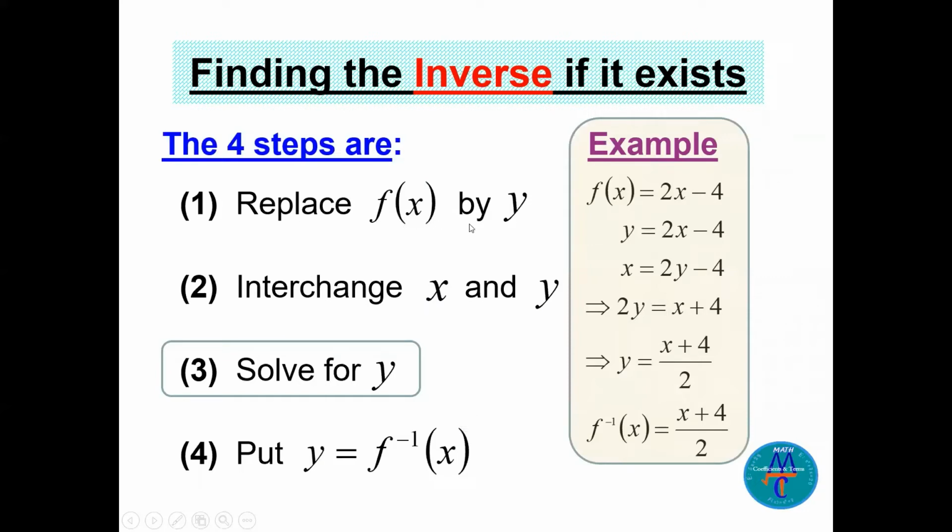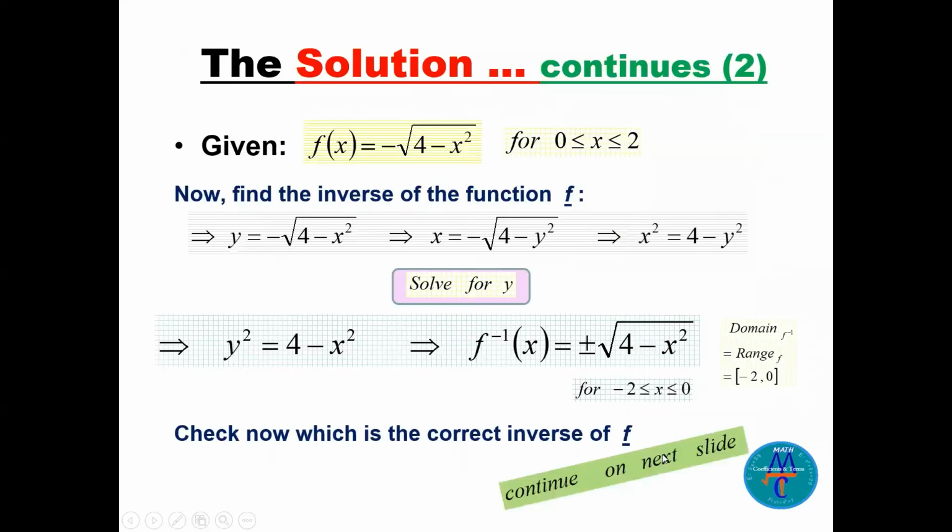Now, to find the inverse, in this slide I'm showing you 4 easy steps to follow. Replace f of x by y, interchange x and y, solve for y, put the new y as the inverse. And this is a simple example you can follow. Let's go back to our question. We have this function minus the square root of 4 minus x squared. So this is 1/4 of a circle. We need to find the inverse.